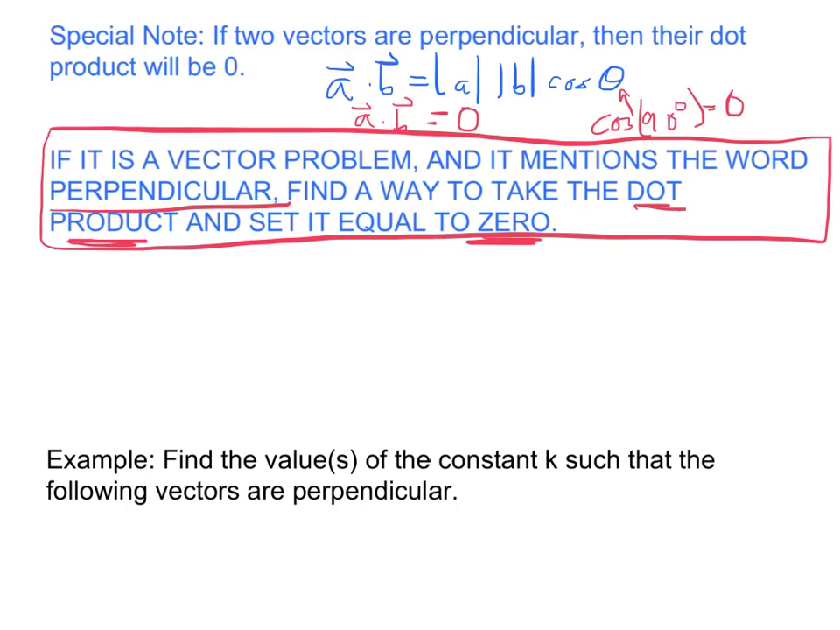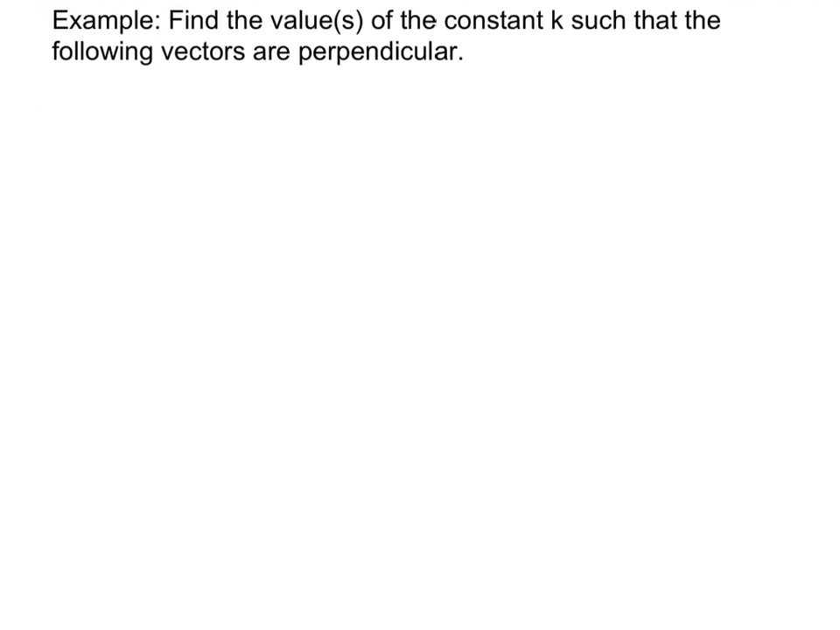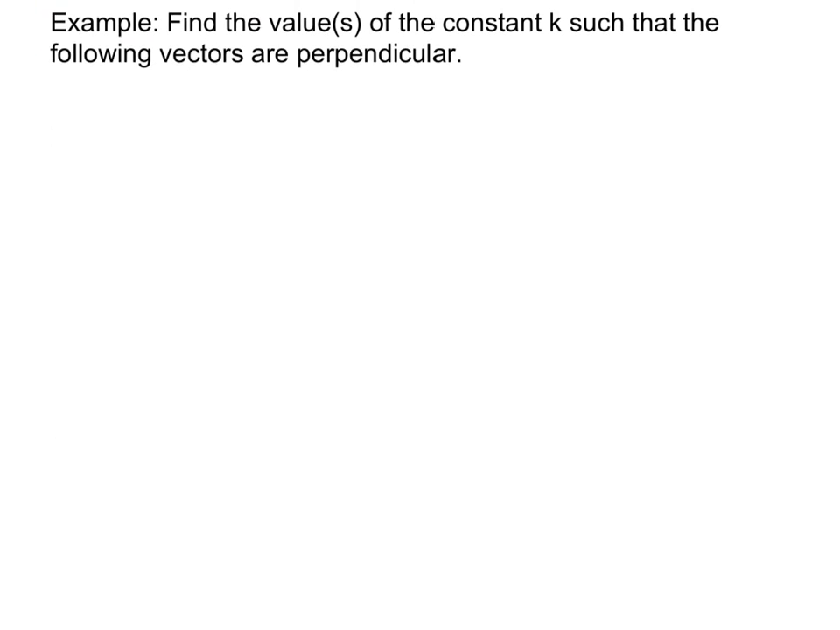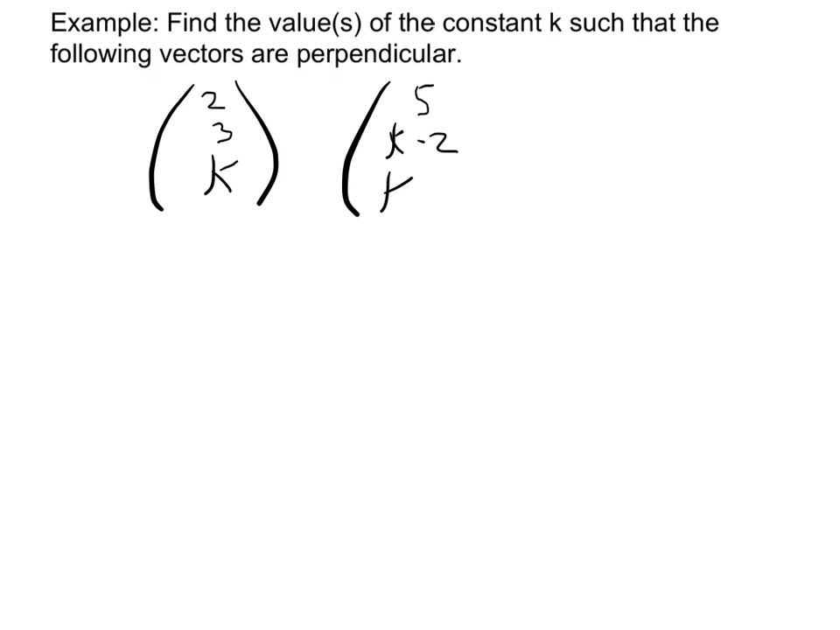Okay, so I have one example of this for us. I want us to find the values of the constant k such that the following vectors are perpendicular. Looks like I forgot to write them down, but hopefully I have them set aside over here. The two vectors I wanted us to use are the vectors 2, 3k, and the other vector is 5, k minus 2, and k plus 2. So the idea is you're given these two vectors. These vectors are supposed to be perpendicular to one another, and we need to find the value of k that causes that to happen. So I mentioned before, we take the dot product, we set it equal to 0.